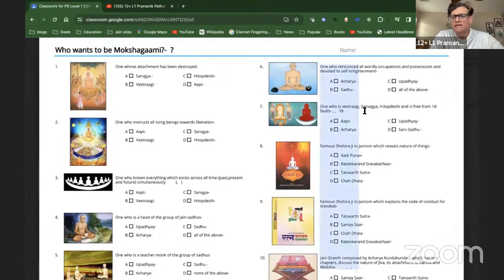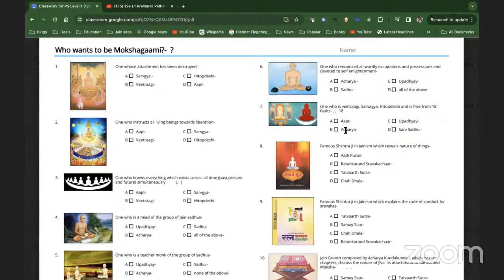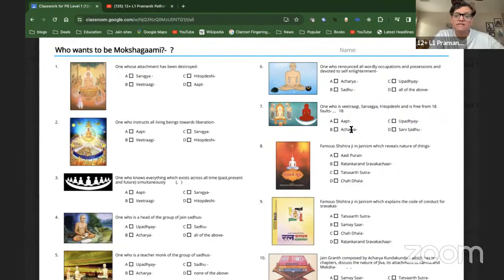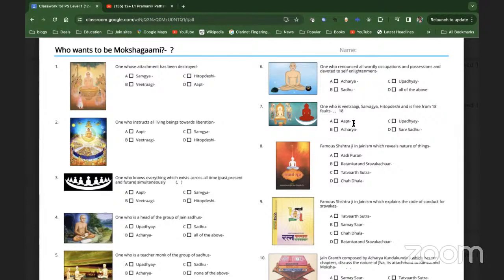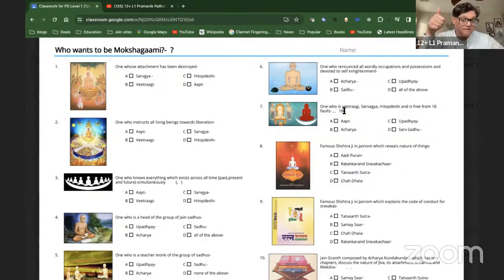One who is a Vitragi, Sarvagya and Hitopdeshi and is free from all the 18 faults. What are they called? What's the name for them? Maulik, go ahead. Is it Sarva Sadhu? It's actually option A, which is up. Oh, yes. Because see, we are talking about one who is Vitragi, Sarvagya, Hitopadeshi, and free from the 18 faults, 18 दोषों से मुक्त. ऐसे जीव कौन होते हैं?